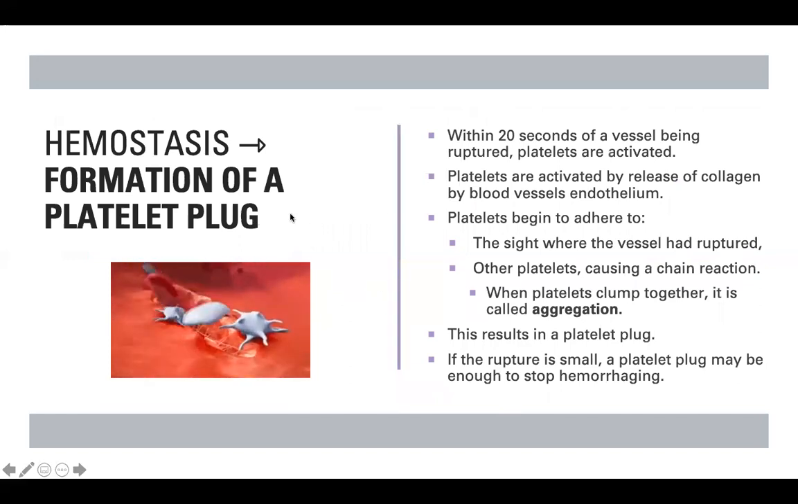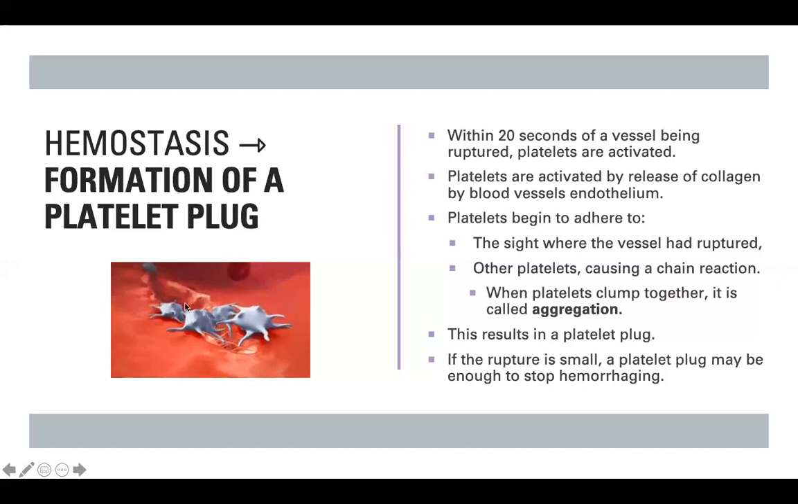Next, we have the formation of a platelet plug. Within 20 seconds of a vessel being ruptured, platelets are activated. They're activated when the inner lining of your vessel is broken, and it's going to release a molecule called collagen. The platelets sense the collagen and then they become activated. They're going to bind to the site of where the vessel has ruptured, and then they're also going to stick to other platelets, causing a chain reaction of platelets gathering at this site. When they clump together, it's called aggregation.